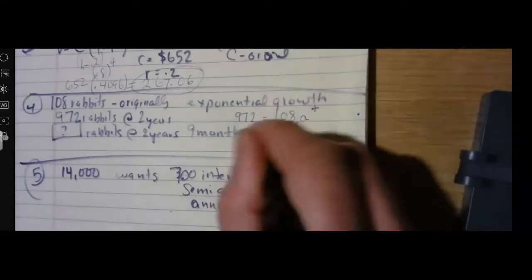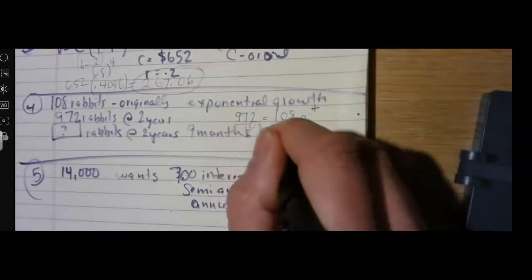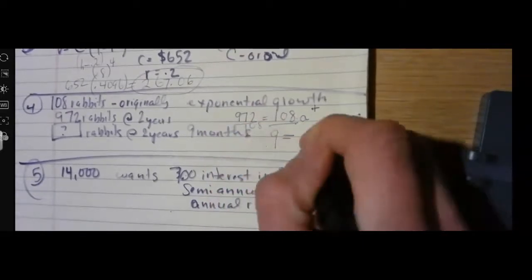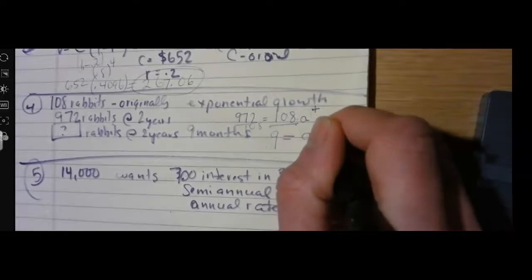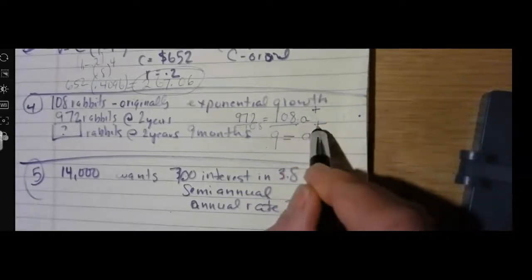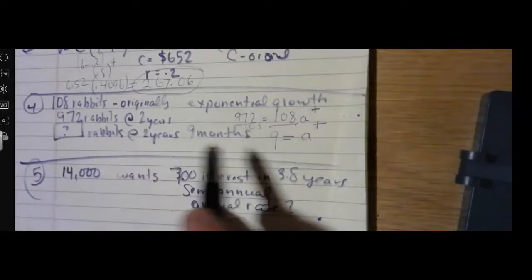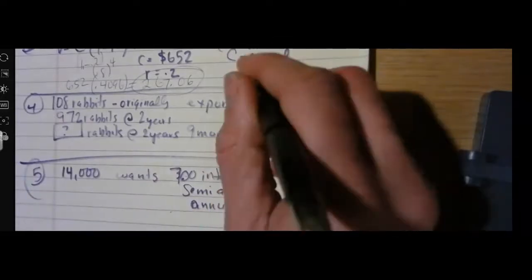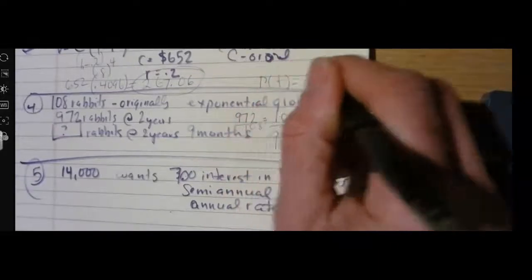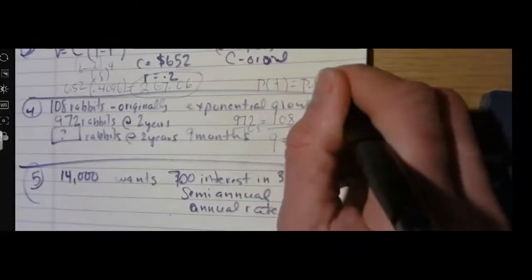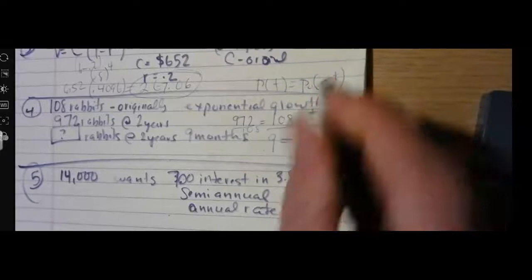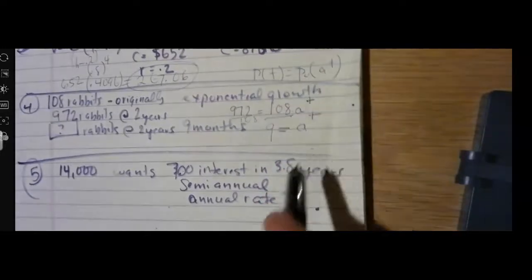So if we divide this out by 108, we're going to get 9. So we know that 9 is going to equal A, our base, times some power of t. Now we know its power of t is 2 because they told us 2 years. They told us that in 2 years we have 972 rabbits. So we take our basic formula, which is P of t, a population at a certain time, is equal to our original population times A to the t. And that's the formula that you'll see inside the slide.